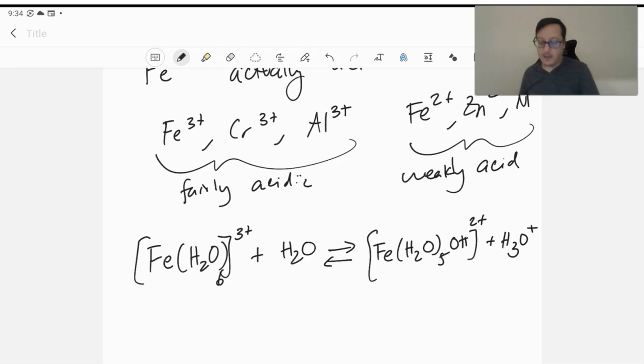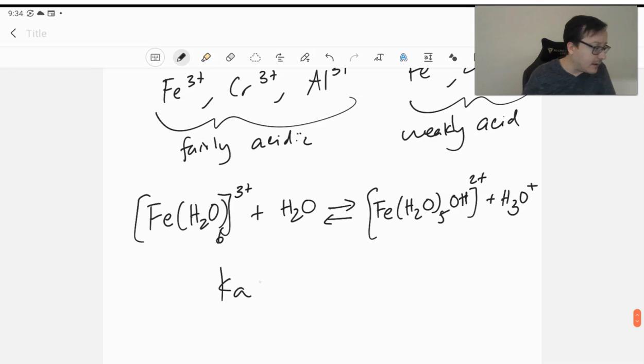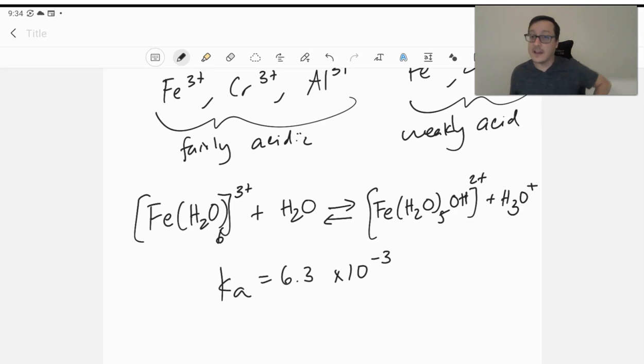But we end up producing an acid in solution. We'll end up losing one of our protons off one of the waters that's on the iron, forming a hydroxide, which will help stabilize the iron, and we also produce that H3O+. And therefore, this is acidic. And actually, the Ka for this is 6.3 times 10 to the negative third power. That's actually pretty high, relatively speaking. Higher than acetic acid, right? Acetic acid is 1.8 times 10 to the negative 5, somewhere around there. This is much more acidic than that.